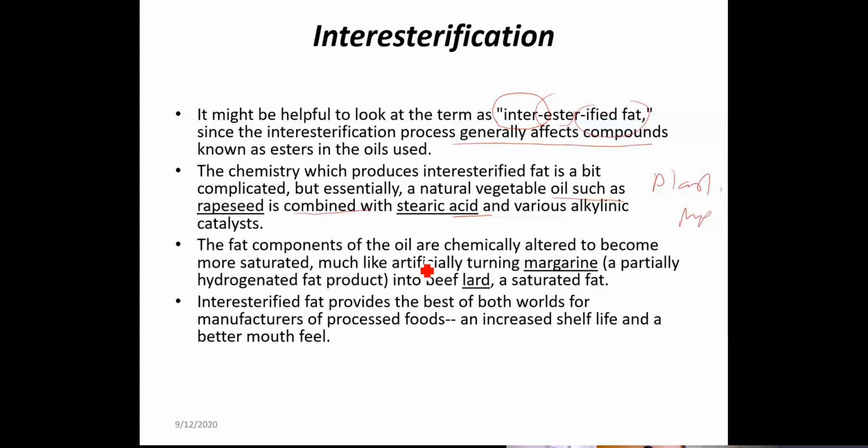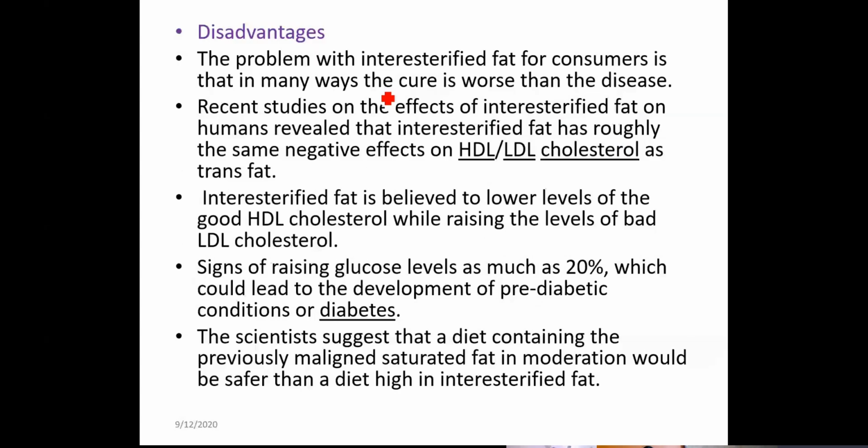Okay, but it has a disadvantage, because during this process a lot of trans fats are produced, and this is not good because interesterified fat is believed to lower the level of good cholesterol and raise the bad cholesterol, and it also causes diabetes. It's not good for health, and it causes atherosclerosis. Atherosclerosis means that this fat goes and deposits in the arteries, and then the blood cannot flow very smoothly, and there is a pressure built up.